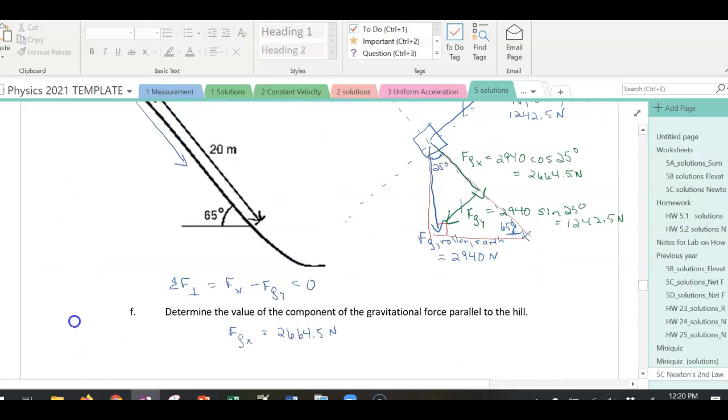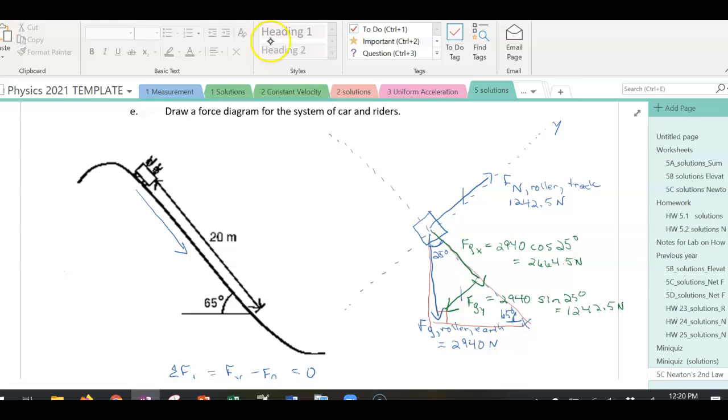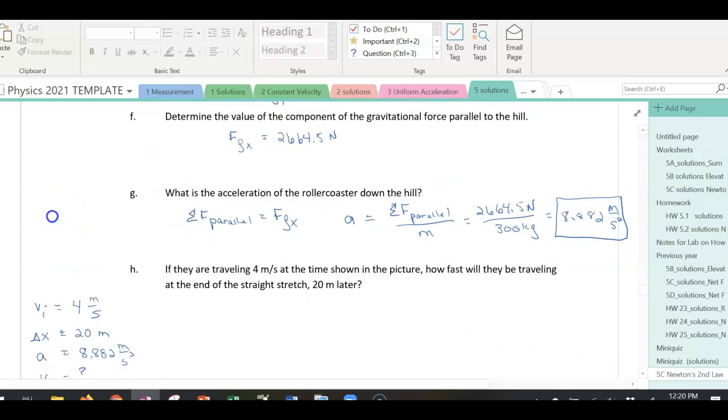So, in other words, we're looking at this picture. They start out here near the top of the hill, and they're coming down to near the bottom of the hill 20 meters later. How fast are they going near the bottom of the hill?